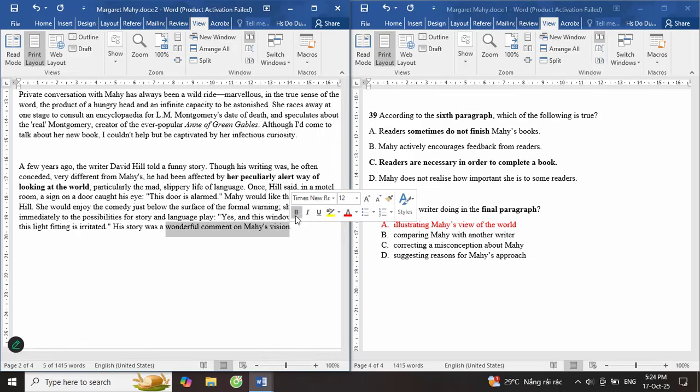Wonderful comment on Mahy's vision. So the whole paragraph is pointing to A. So A must be the correct answer, not B, even though they do talk about that, right? Even though they do compare very slightly here, A must be the correct answer.